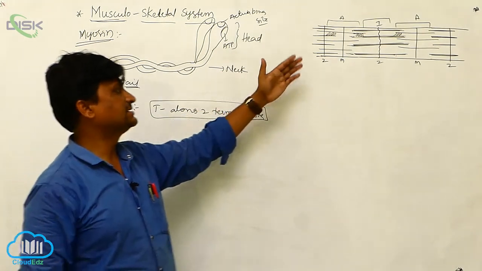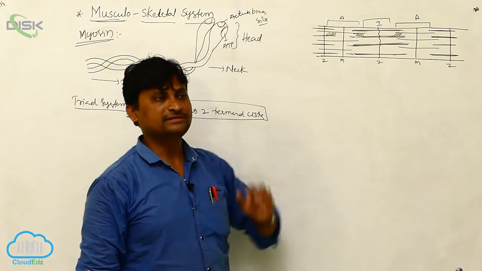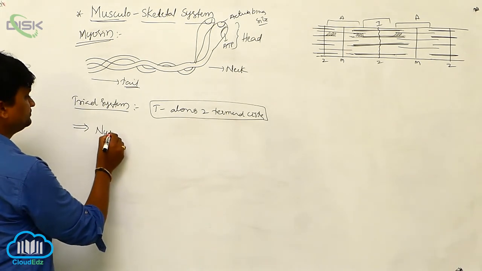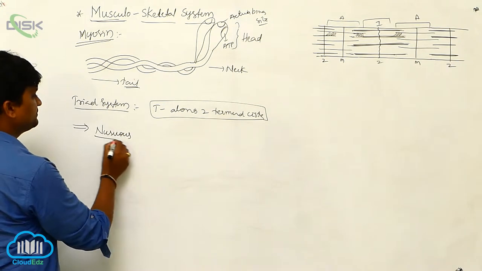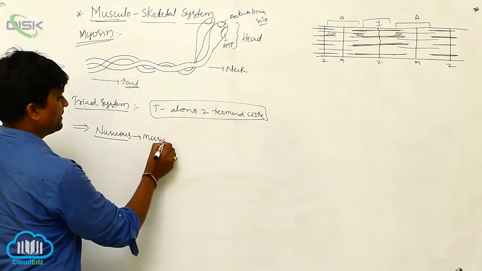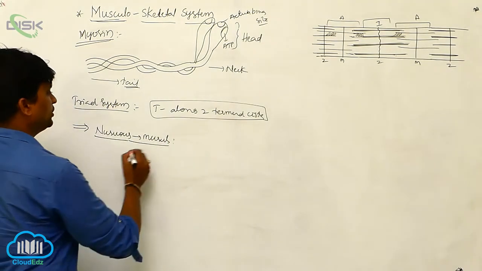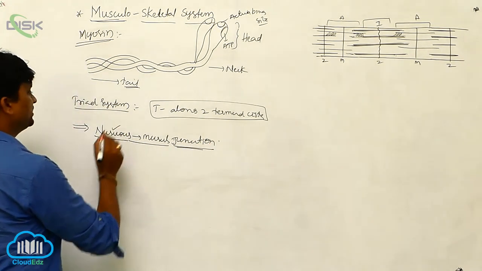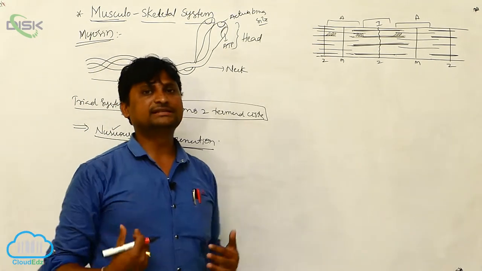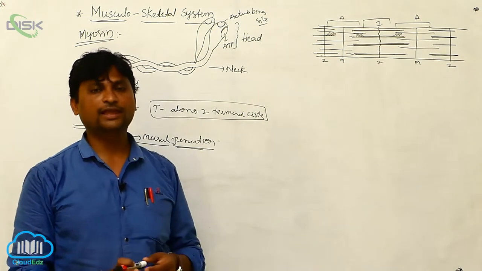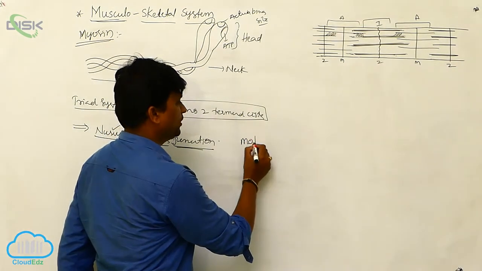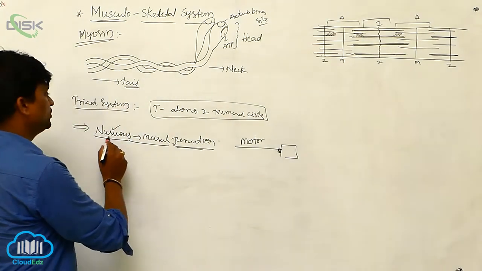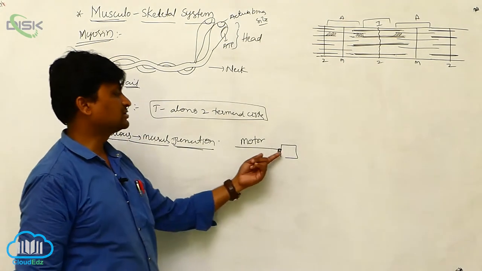Now, for the muscle to get excited and show movement, first the muscle must receive the signal from the nervous system. Nervous system nerve endings reach the muscles at the neuromuscular junction. Neurons of the central nervous system receive signals from the various sense organs and give the response through the motor neuron. The motor neuron is connected to the muscles, and the junction in between we call the neuromuscular junction, or motor neuron muscular junction.